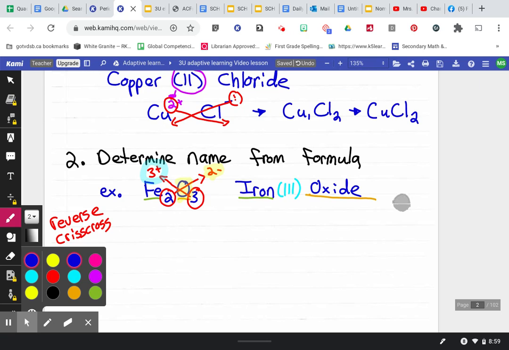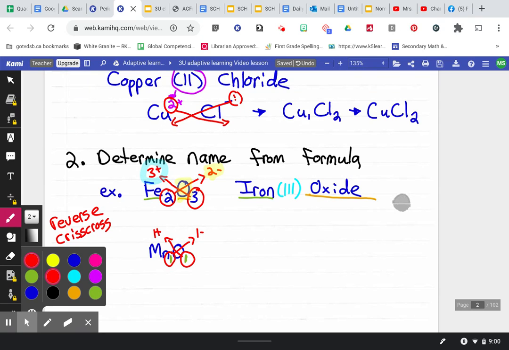We're going to do manganese, MnO. So if we're looking, we're going to notice that there's no subscripts. So we know that there are invisible ones here. So this invisible one for reverse crisscross comes up here, and manganese gets a 1 plus, and this invisible one comes up here, and oxygen gets a 1 negative.